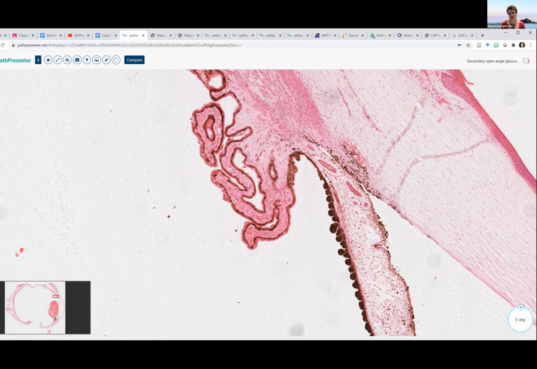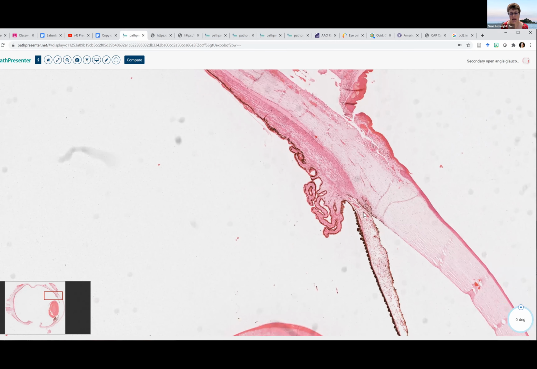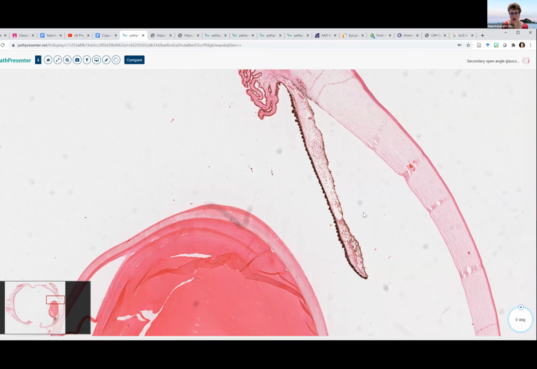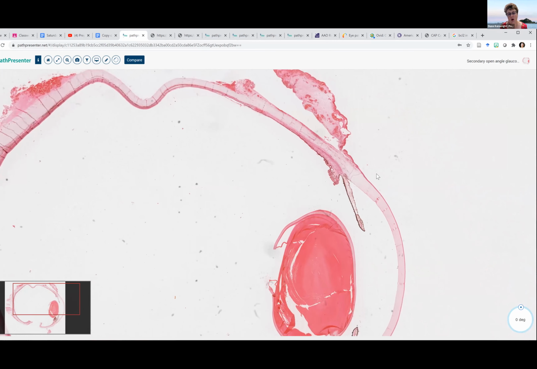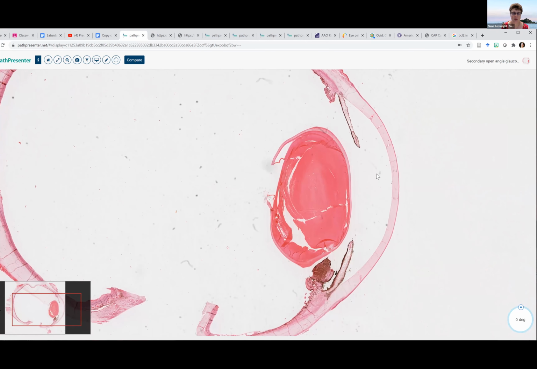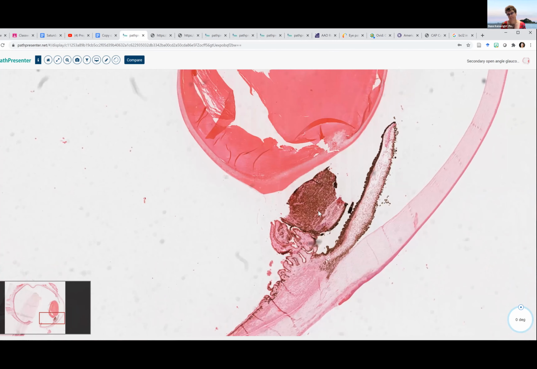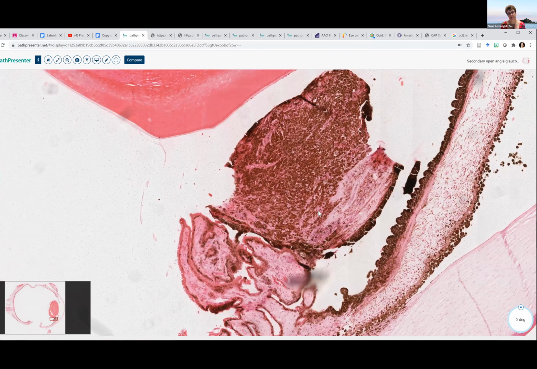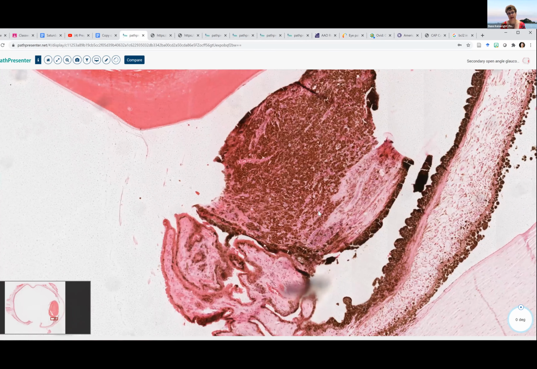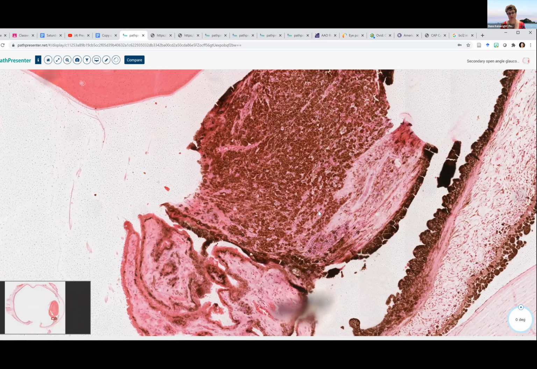So the question I want to ask the team here is, we've got melanomalytic glaucoma. Why might this melanoma be lysing? Why is it breaking down like this? I can think of two good reasons. One of them is idiopathic, and one of them might be due to treatment.